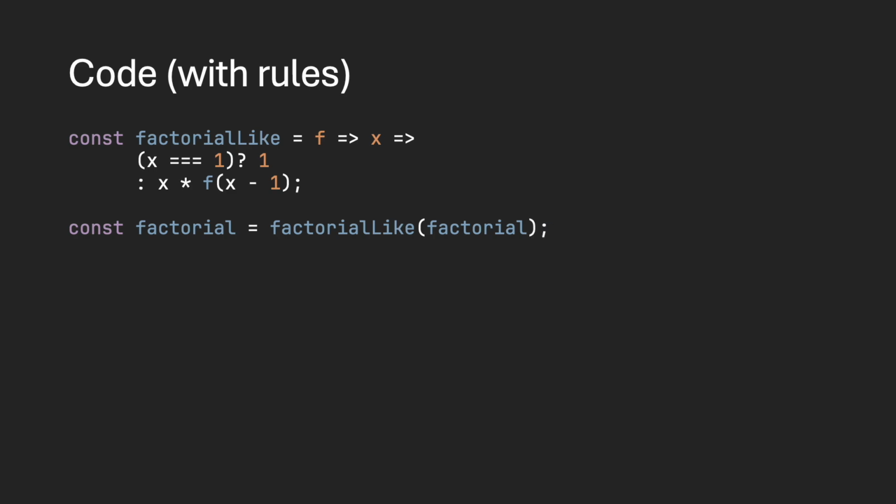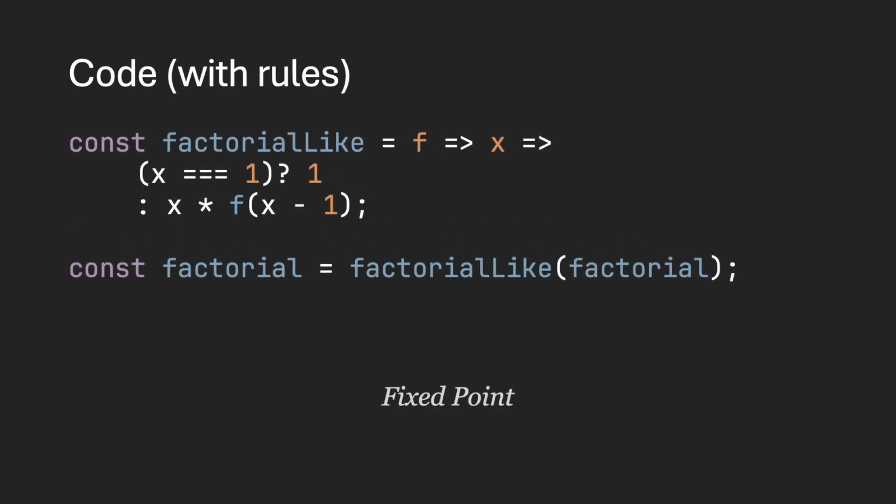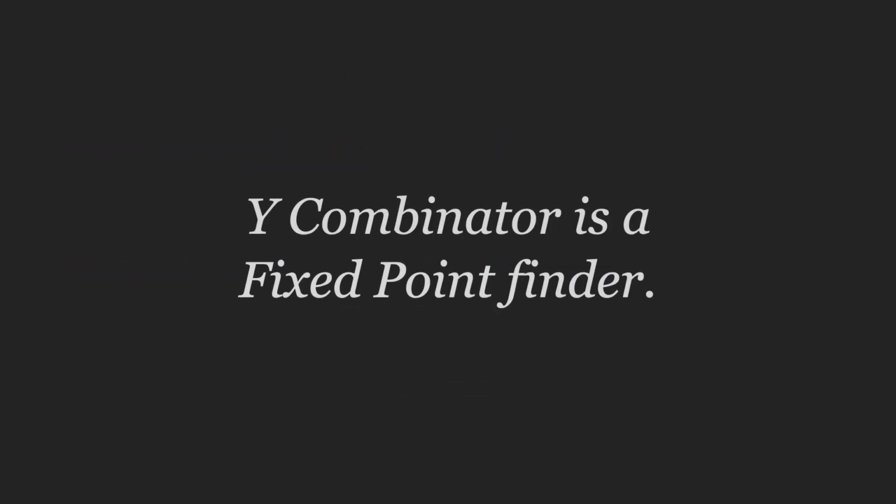What we're looking for really is what is called a fixed point of the factorial-like function. We want a point such that when we apply factorial-like to it, we still get the same point. Now we're really starting to get into what the Y combinator is at its heart. The Y combinator is a fixed point finder. It helps us find these fixed points.